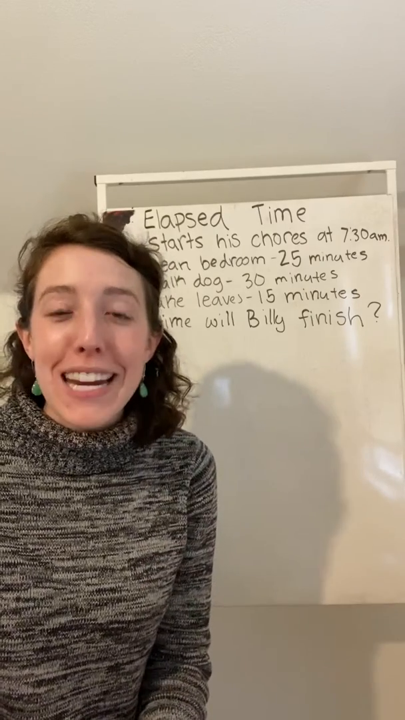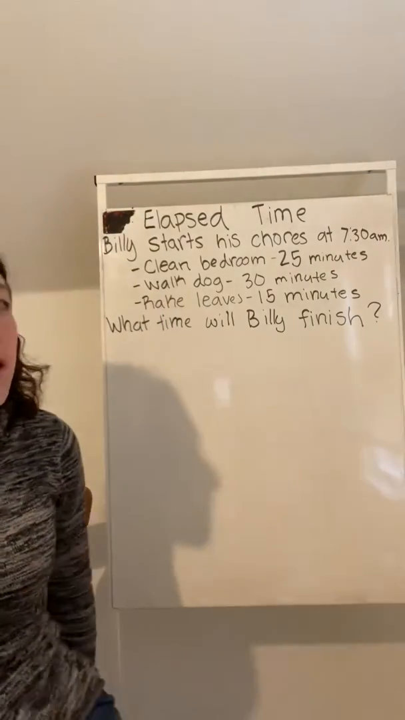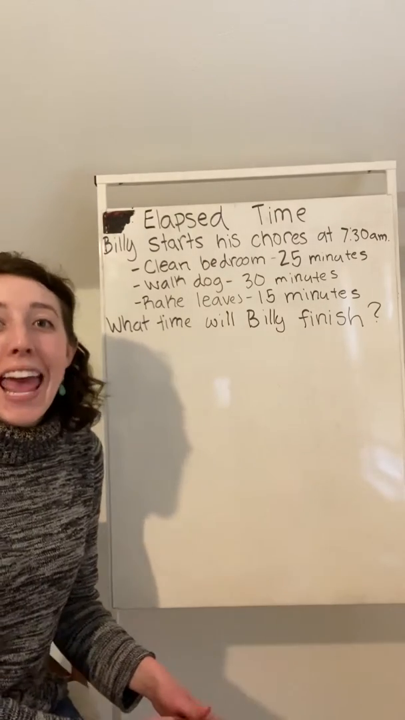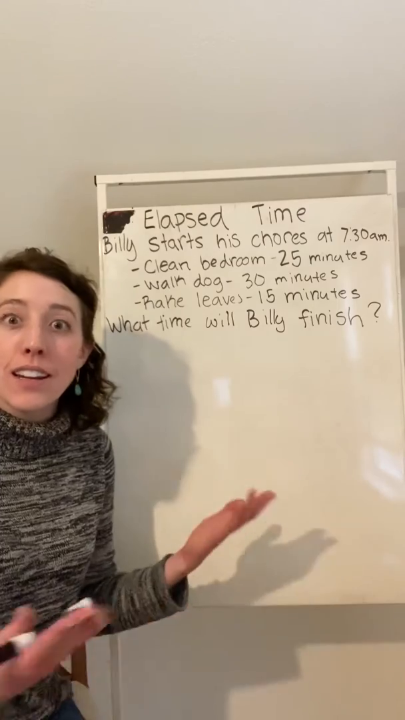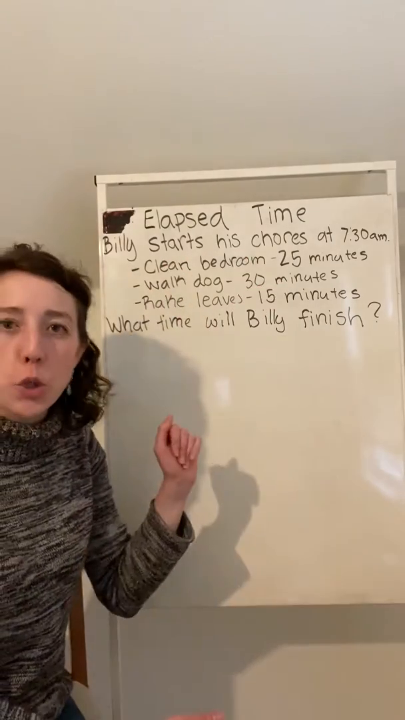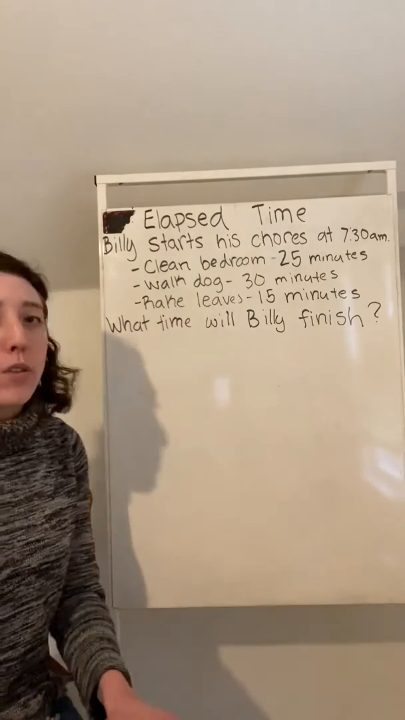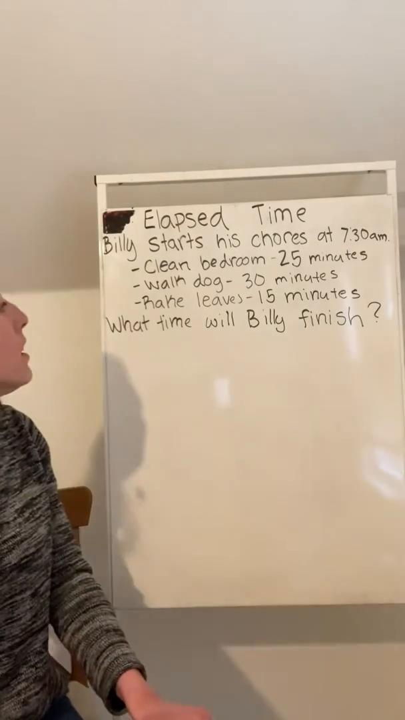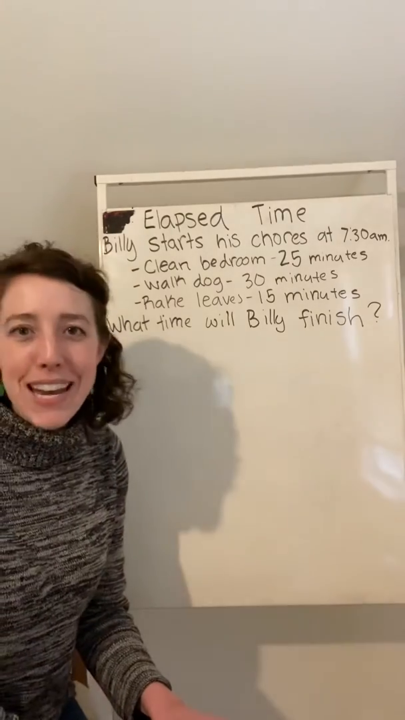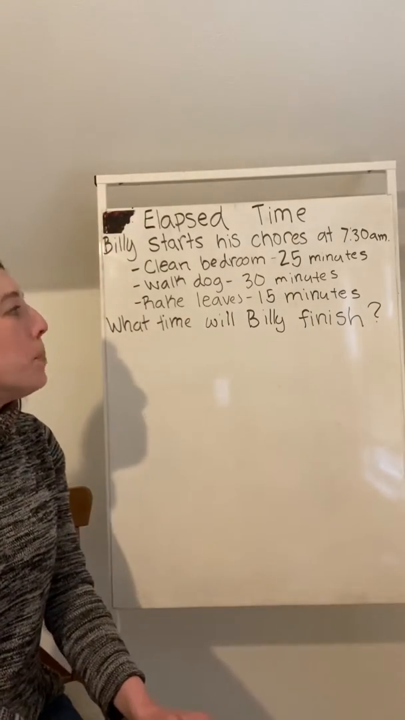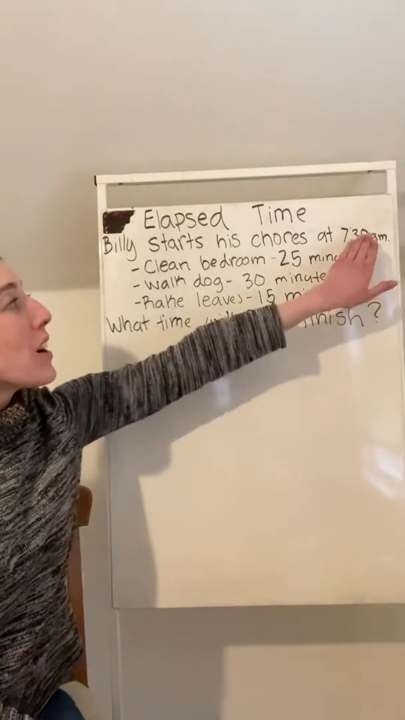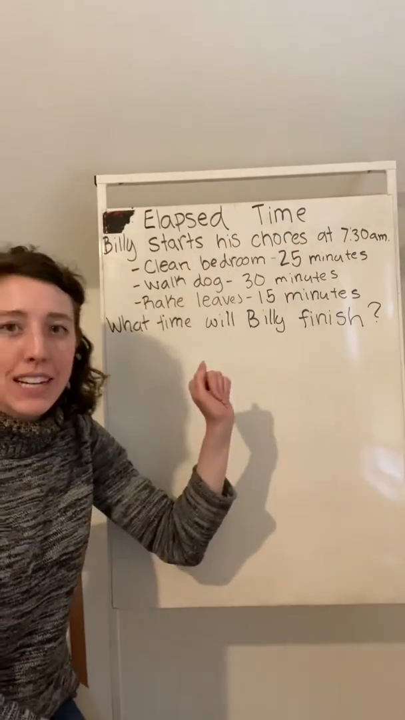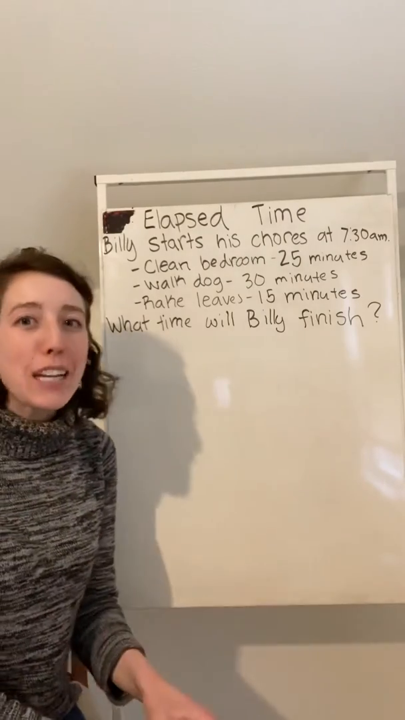So I'm going to go ahead and read this problem to you guys. I'm going to move my head so you can see. It says, Billy starts his chores at 7:30 a.m. So a.m. is in the morning. I list his chores for you. It says clean bedroom, 25 minutes, walk dog, 30 minutes, rake leaves, 15 minutes. What time will Billy finish? So he's starting these activities at 7:30 a.m. He has to do all of these different activities, and then I want to know what time he will finish.